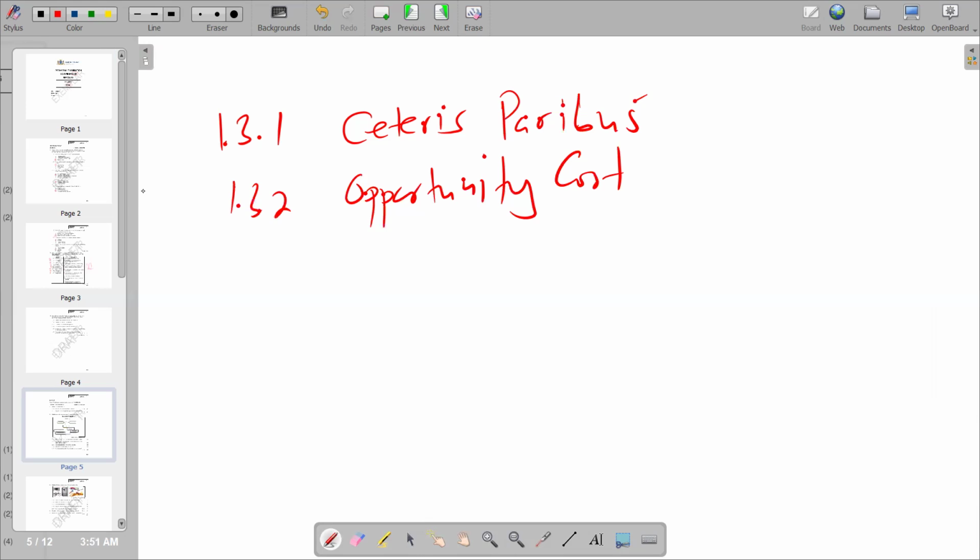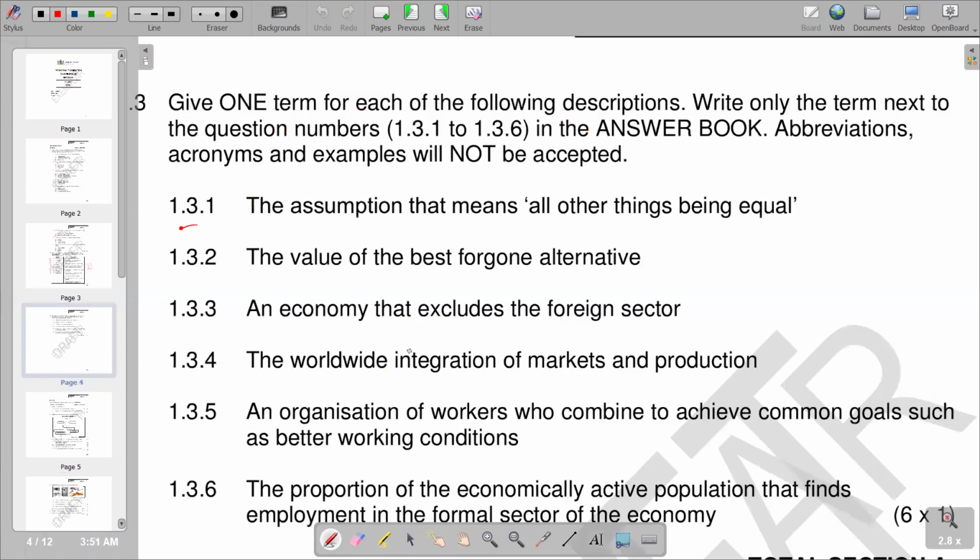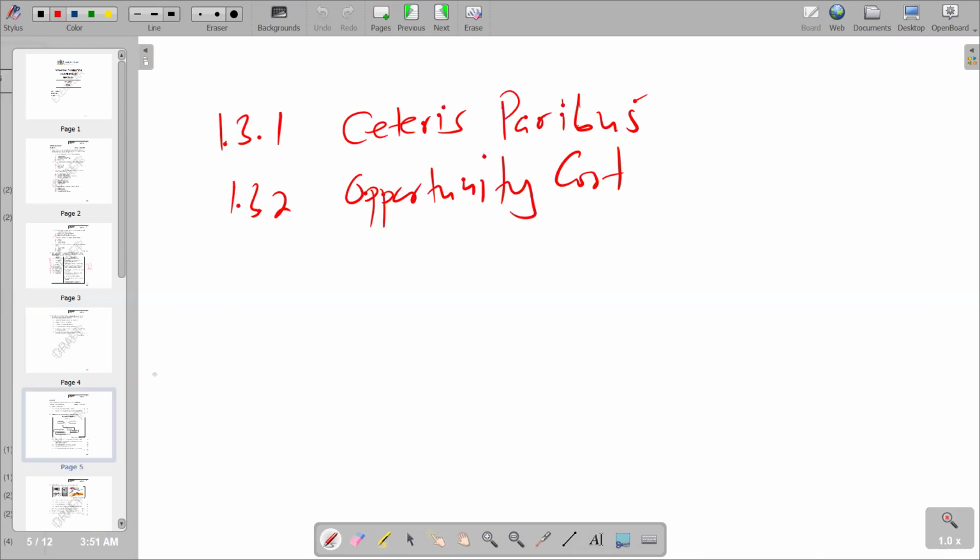Opportunity cost just describes that we have the two options. We have got option A and B. So you choose option A. So the value of option B becomes the opportunity cost. The one that we did not choose, the one that we've got foregone. So this is opportunity cost. We'll go to the next one. An economy that excludes the foreign sector. Obviously, we know that it's a closed economy, but when we are including the foreign sector, it's called an open economy. So 1.3.3, we have got closed economy.